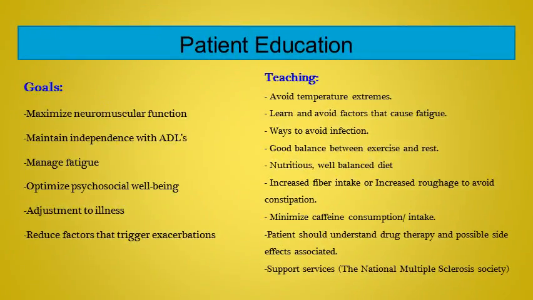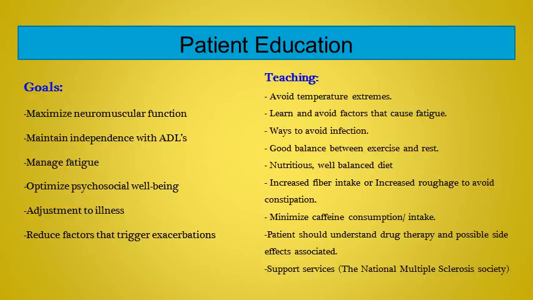Now for patient education. If you are following, this can be found under nursing implementation on page 1432. Some goals for the patient would be to maximize neuromuscular function, maintain independence with activities of daily living, manage fatigue, optimize psychosocial well-being, adjustment to the illness, and to reduce factors that trigger exacerbations, as discussed previously.